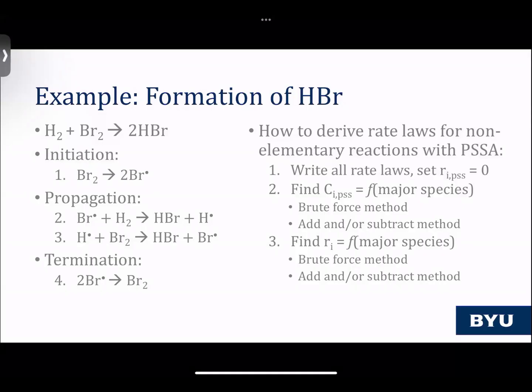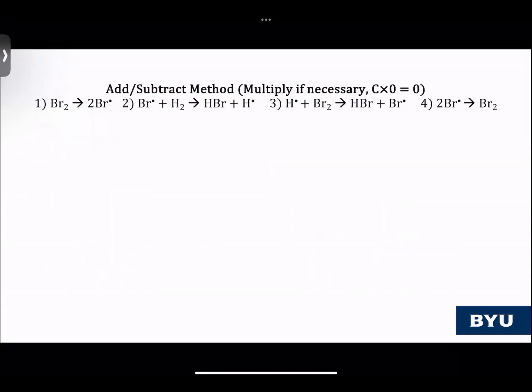So pseudo steady state species are typically short-lived, and so it's very hard to sample them and then have the time to measure them before they disappear. All right, we're going to start with the add and subtract method. We have the 4 steps that we hypothesized up above. See if you can write out the rate expression for each of these 4 steps. Pause the video, write out the 4 rate expressions, and once you feel like you got it, unpause and see how it matches up to what I share.